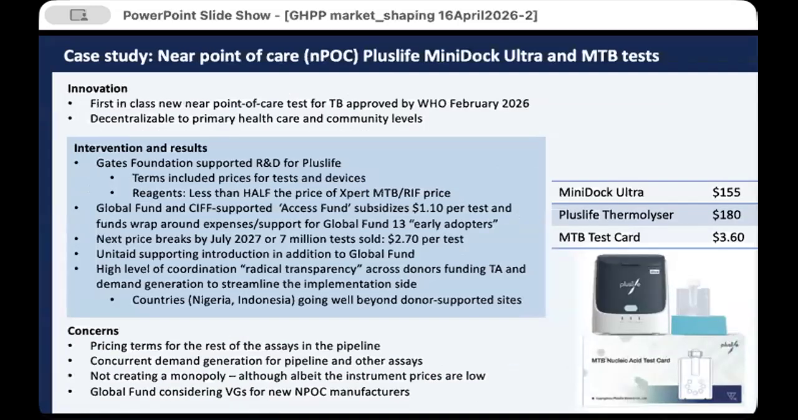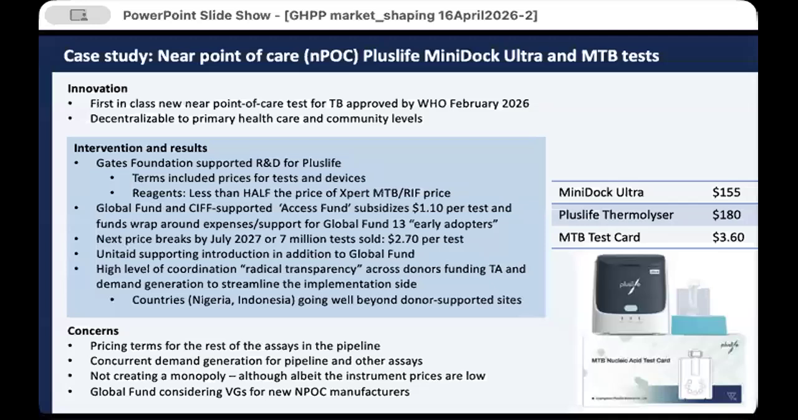Now, going into the future, we've got this new molecular diagnostic test. It's the first in class. It's a new near point of care test that could be decentralized at the primary healthcare level. As part of the grant for development that Gates provided, they did have ceiling prices. You see the prices here, so the test that goes in here for TB is $3.60. So that's less than half of the GeneXpert TB test.